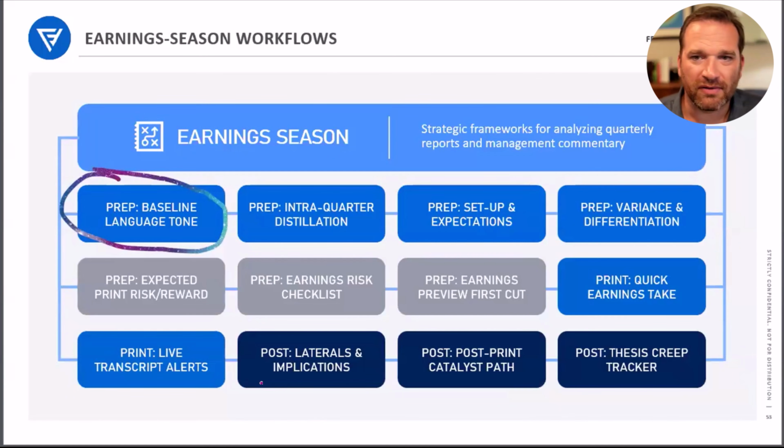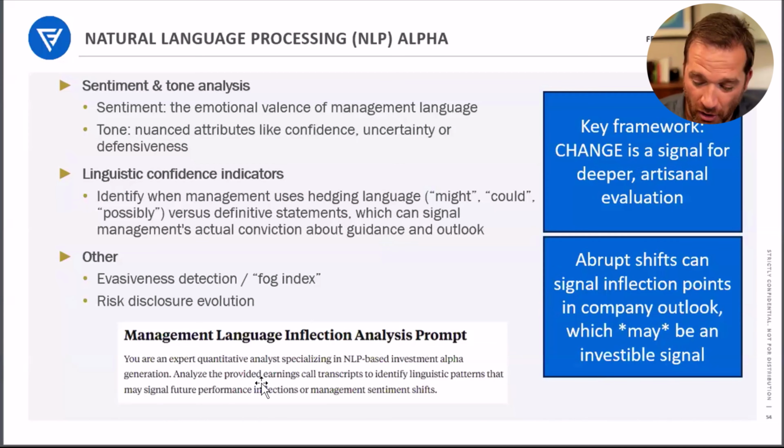Going back to the workflows, our framework is that it's important to sit down and really crack open your workflows and be thoughtful about which of these workflows should be augmented and which shouldn't. One of the obvious ones to me is any baselining around language tone. There's a long, reliable quant alpha called natural language processing. It looks at sentiment and tone analysis, linguistic confidence indicators, other frameworks like evasiveness detection, a fog index, risk disclosure evolution. And really the key framework around NLP is identification of the inflection that matters. Why?